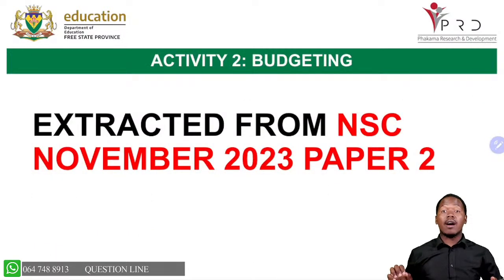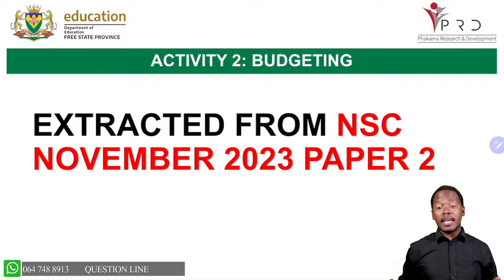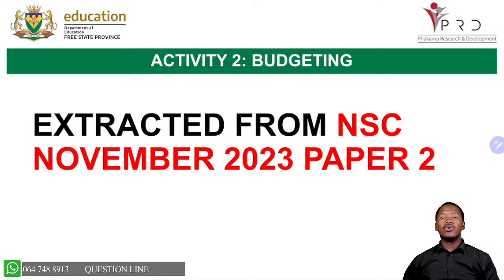Now, we are going to step off cost accounting. We are now going to focus on our cash budgets, a budgeting topic. We are going to use a paper extracted from November 2023, paper 2. I hope everyone is now comfortable with cost accounting.